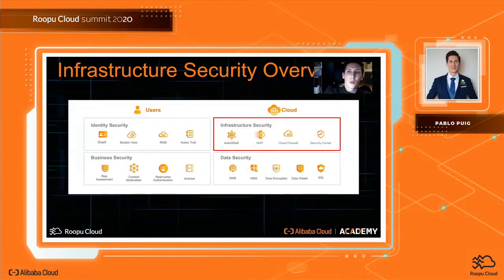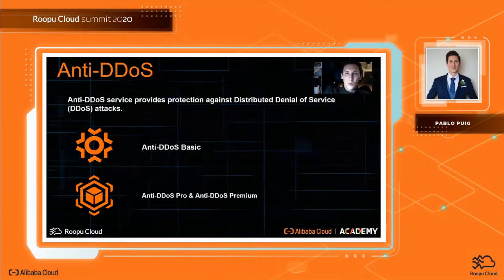Let's continue now with the infrastructure security services. Let's start with one of the biggest services of Alibaba Cloud. This is the Anti-DDoS. This service provides protection against DDoS attacks. DDoS means distributed denial of service.